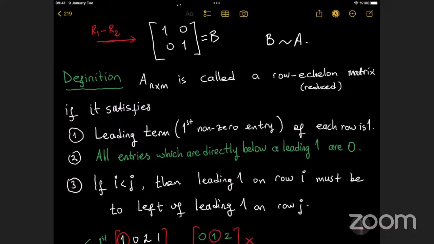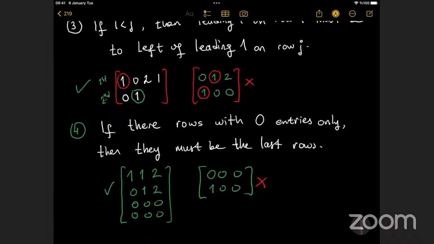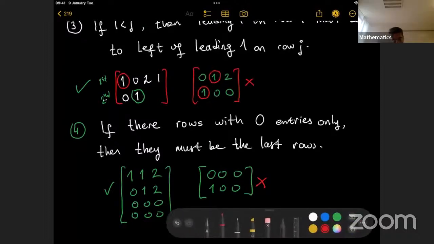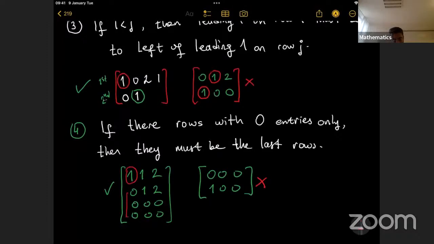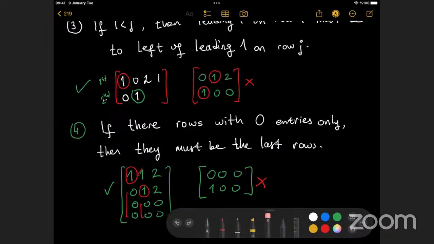Can I ask a question? Sure. About the fourth condition that we wrote, condition number 4. At the first example that you wrote, 1, 1, 2, 0, 1, 2, there is a 1, and below the 1, there is a 1. Is it because it's not a leading term? Yes, the leading term here is 1, and below everything is 0, okay? And the leading term in the second row is 1, below everything is 0, fine. There's no problem with that. The term here is not a leading one, okay? Yes, thank you. All right. Any other question?